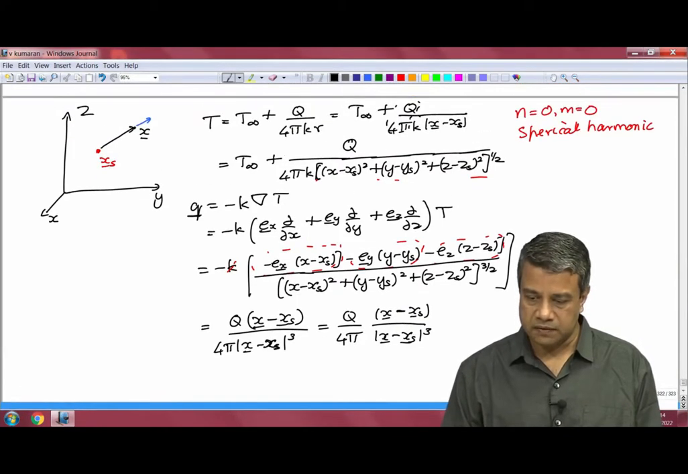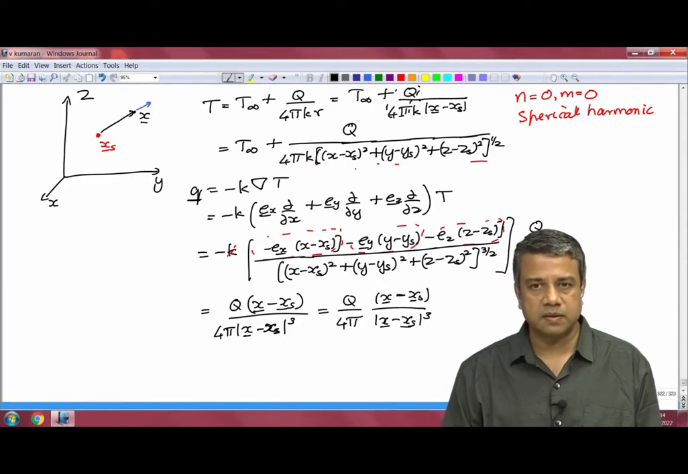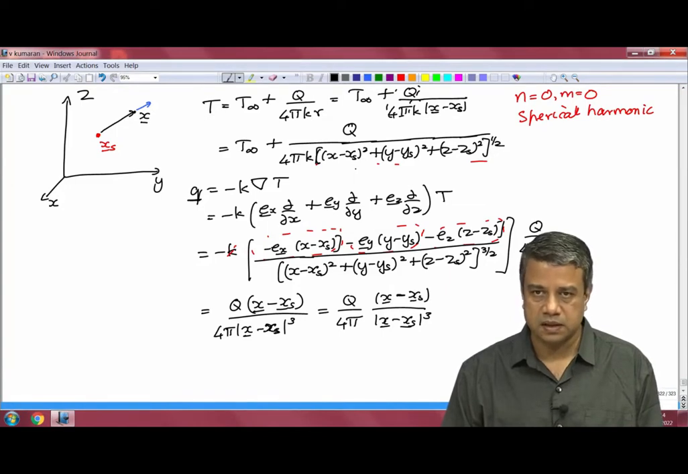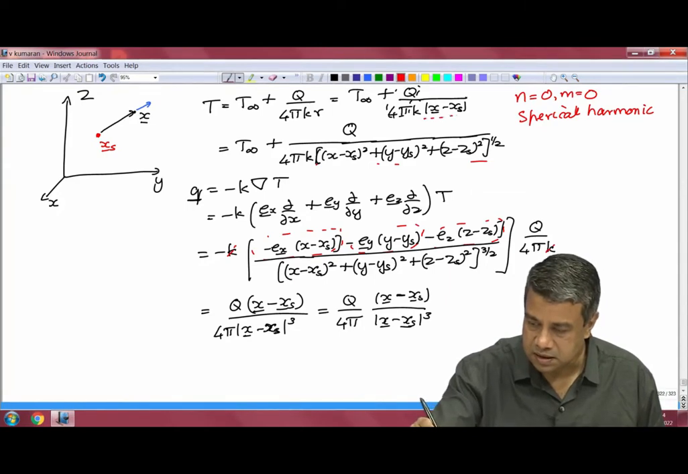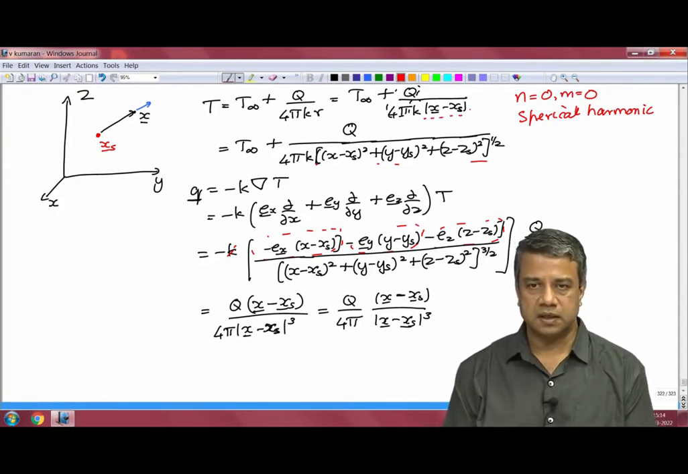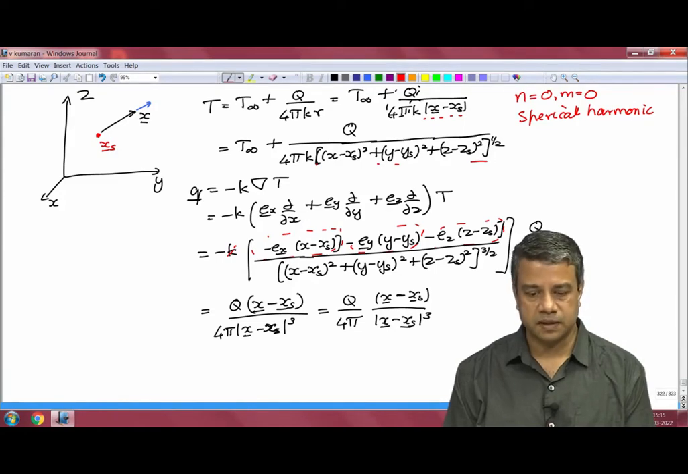Now, if that source is not at the origin, but at some other location x_s, the source location, then I just shift the origin there and determine all distances from the source location. The distance becomes just x minus x_s rather than x itself, and the temperature equation and the equation of the flux remain unchanged. The flux is along the displacement vector from x_s to x, and the temperature is given by q by 4 pi k into the distance.